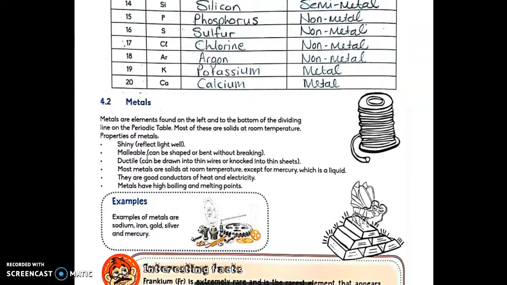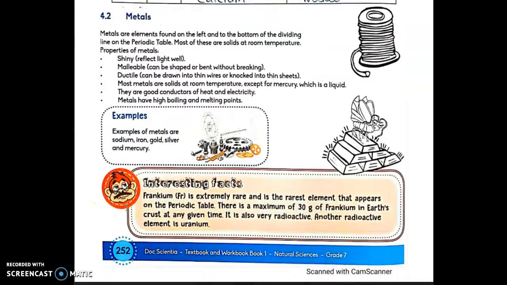Metals are elements found on the left and on the bottom of the dividing line on the periodic table, and most of these are solids at room temperature. Properties of metals. They're shiny, they're malleable, they're ductile. Malleable means they can be shaped or bent without breaking, if you heat them up, of course. Most metals are solids at room temperature except for mercury, which is a liquid. They are good conductors of heat and electricity, and metals have high boiling and melting points. Examples of metals are sodium, iron, gold, silver and mercury.